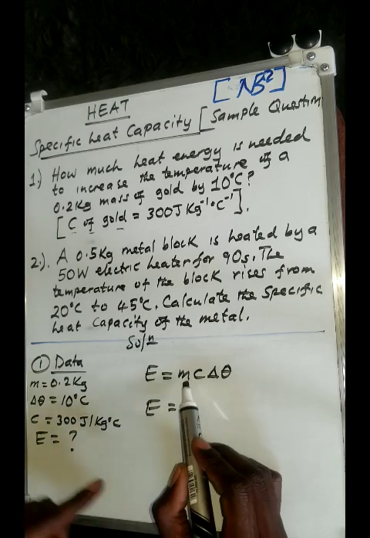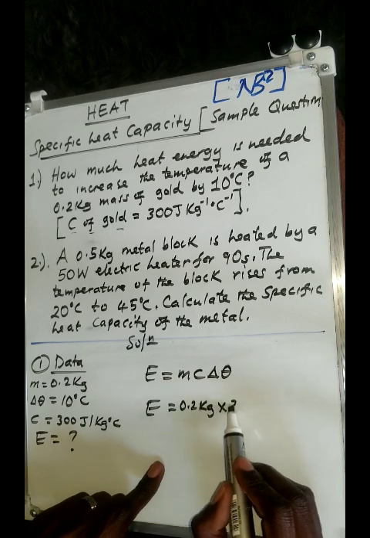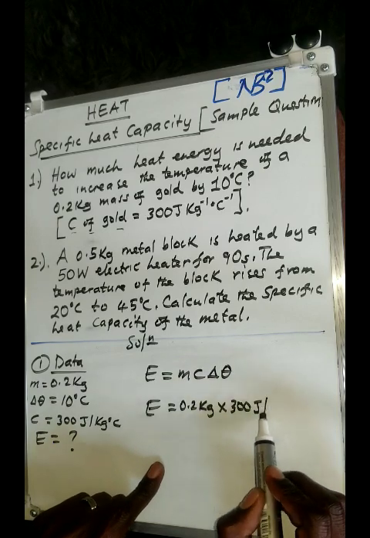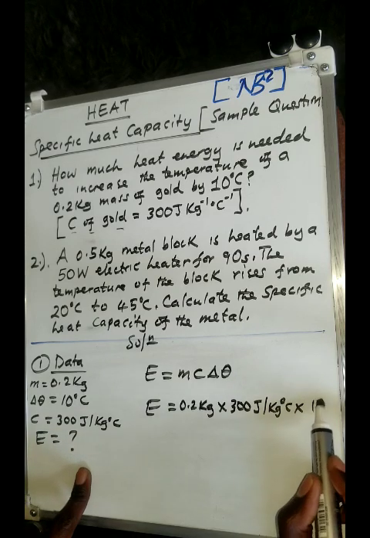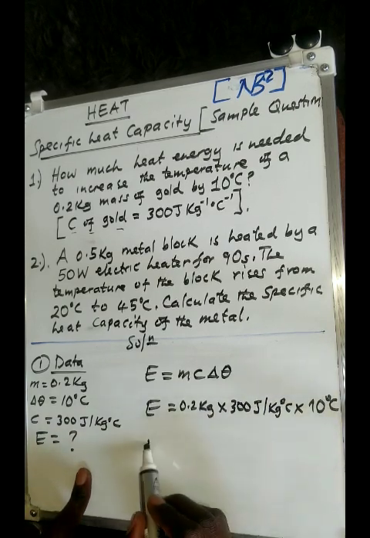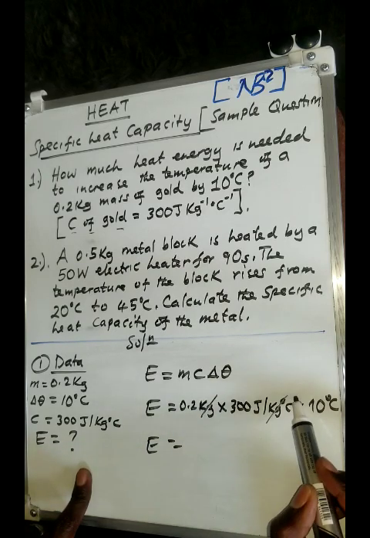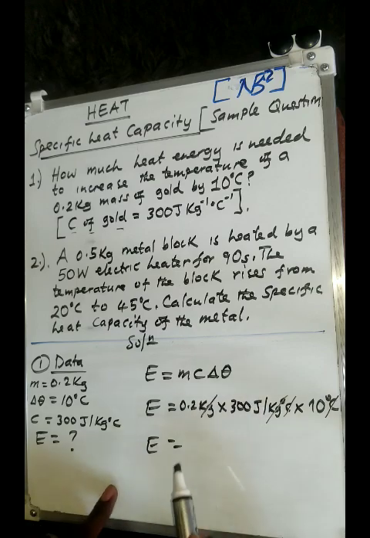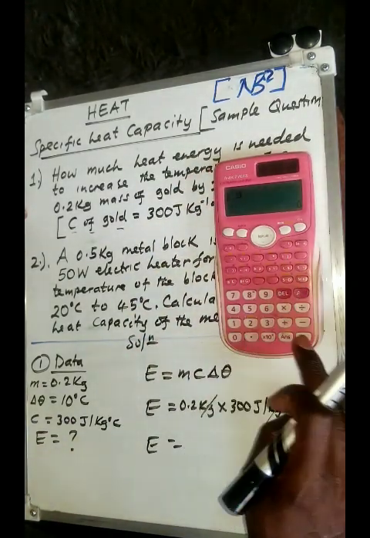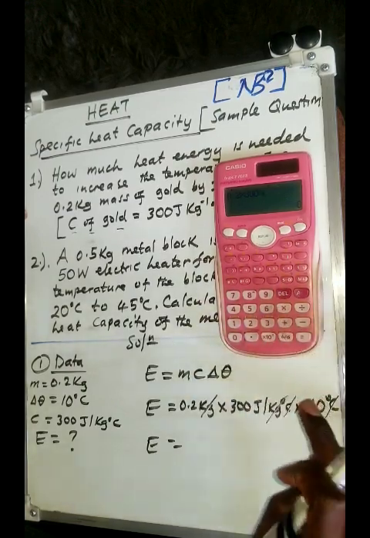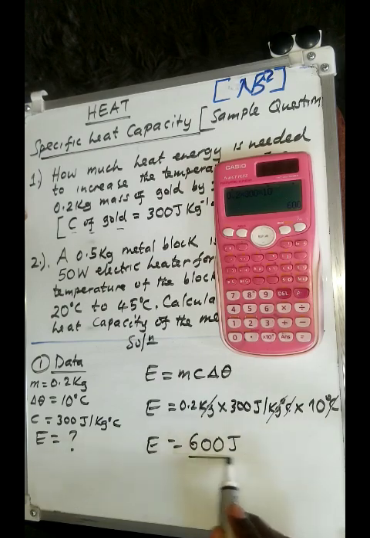So therefore energy will be equal to the mass, which is 0.2 kg, multiplied by the specific heat capacity, 300 joule per kg degrees Celsius, times the change in temperature, which is 10 degrees Celsius. If you notice, the kg and the kg will cancel, and the degrees will cancel, remaining with just the joules. So we can just multiply that. When we multiply 0.2 multiplied by 300 multiplied by 10, what is that going to give us? It is going to give us 600 joules.